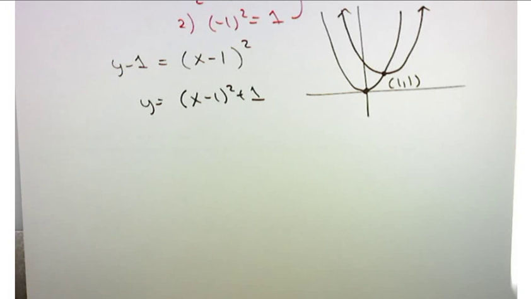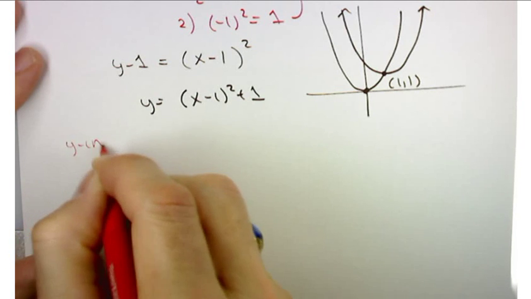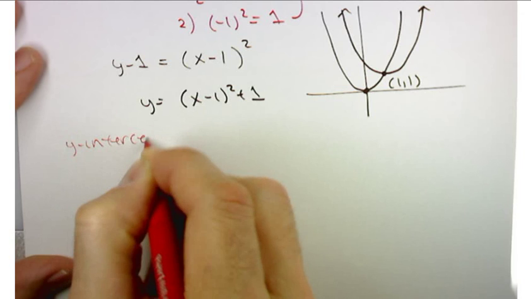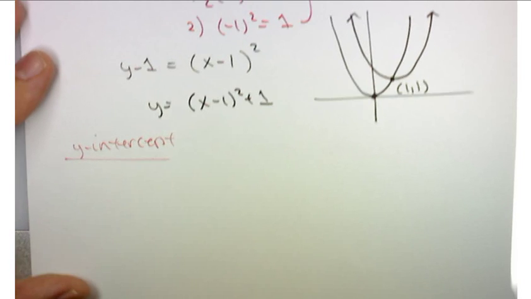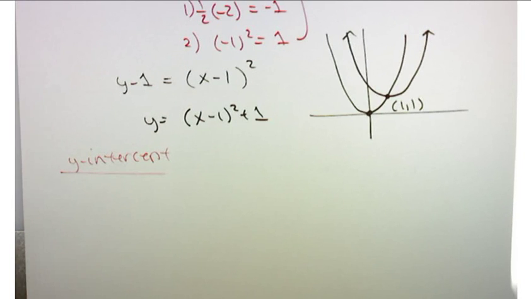Let's see if we can answer some other questions. So some of the other questions that are given to us are find the X and Y intercepts. Well, let's start with the Y-intercept. For the Y-intercept, how do I find the Y-intercept? What do I got to do? Set X equal to 0, right?